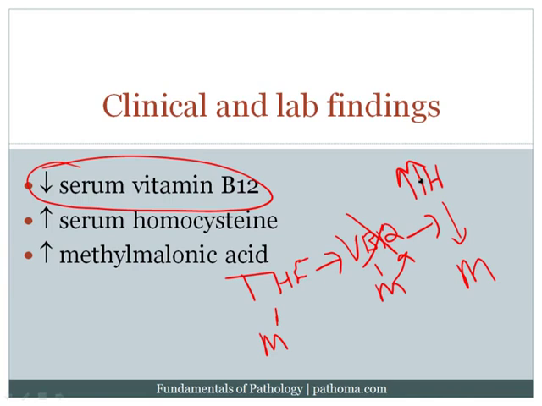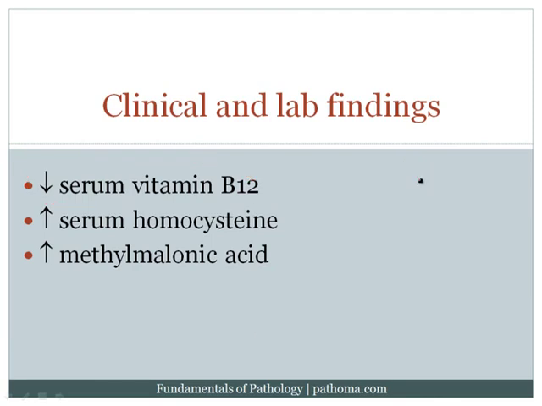The third lab finding would be an increase in methylmalonic acid. And I've already explained that vitamin B12 is necessary to convert methylmalonic acid to succinyl-CoA. And of course, that methylmalonic acid, as it builds up, will eventually damage the spinal cord. And that concludes our discussion of macrocytic anemia.